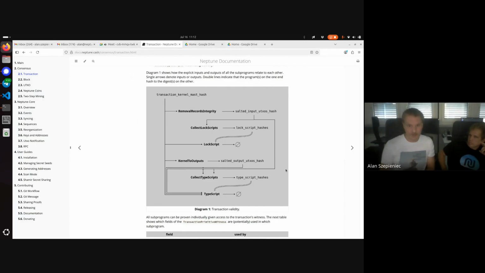Yeah, so collect TypeScript assembles the TypeScripts of all the UTXOs in the transaction, and then you prove the correct execution, or you prove that you know the TypeScript corresponding to that hash, and you know a way to make that program halt gracefully. For every TypeScript not in that list, because you don't do it twice for duplicates, but in the set of TypeScripts, you do produce a TypeScript proof.